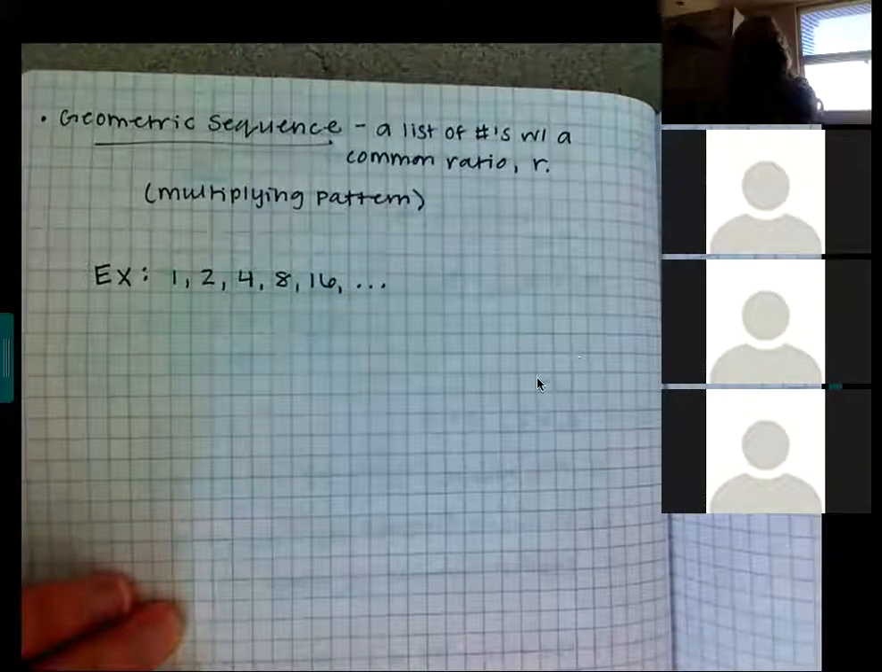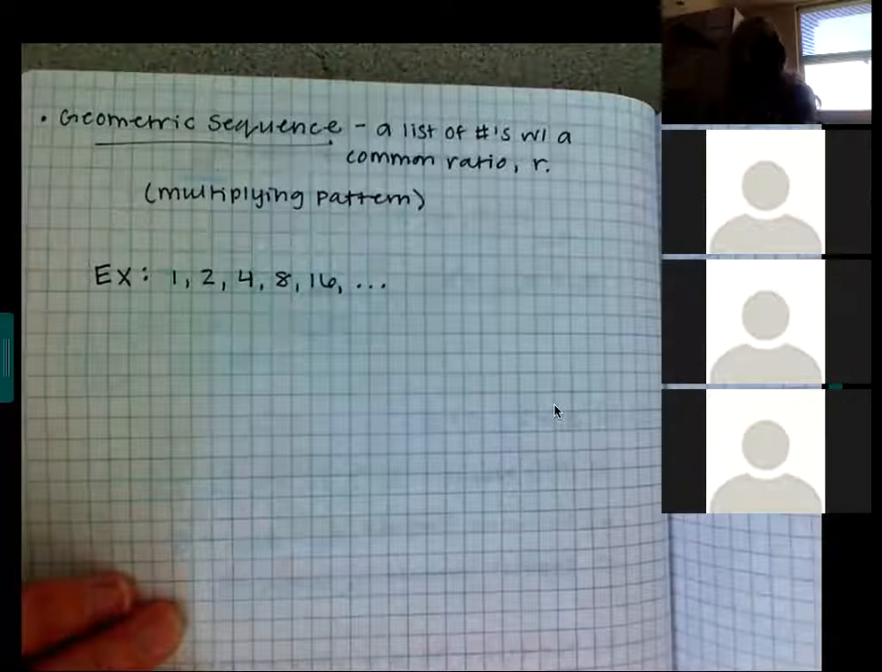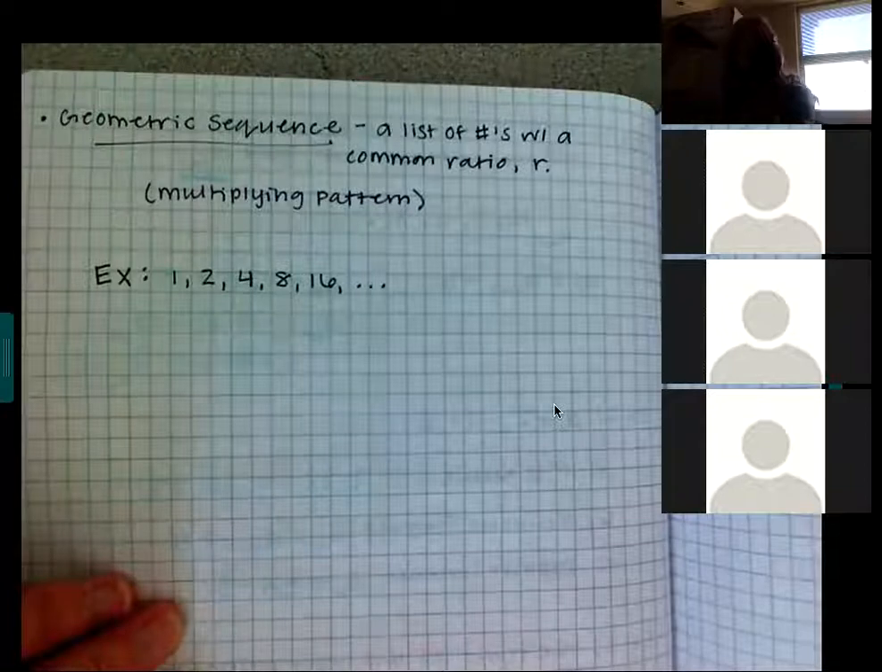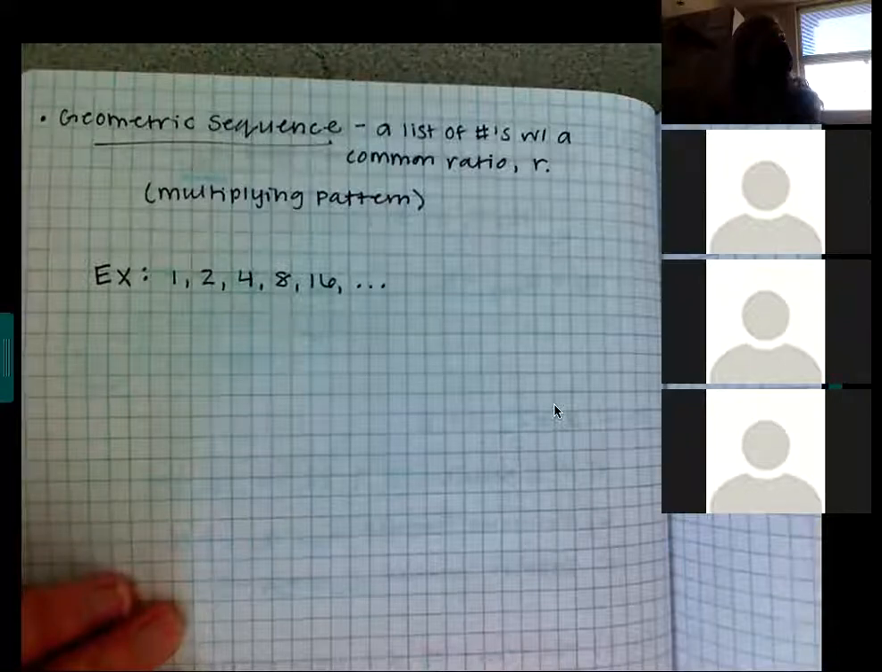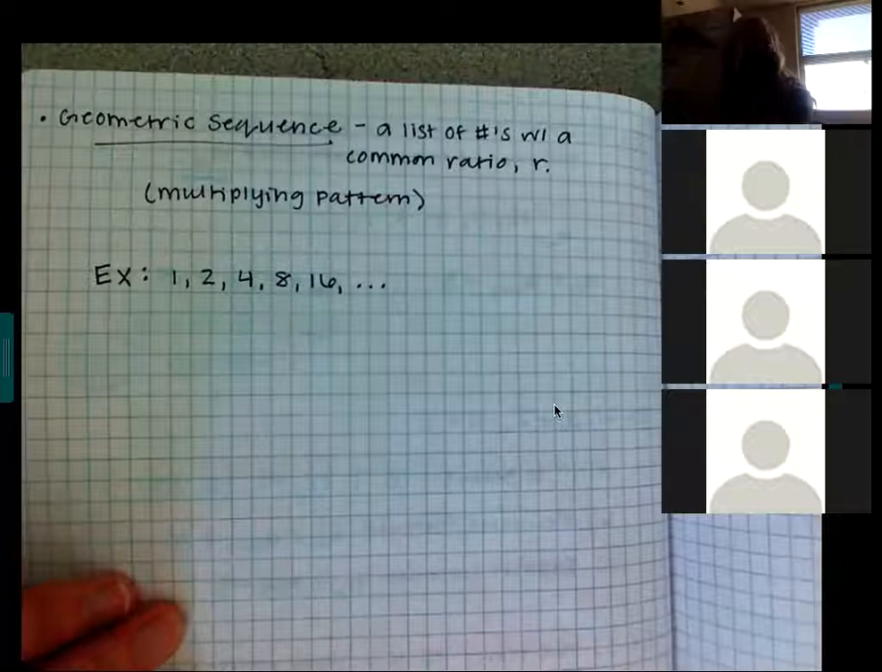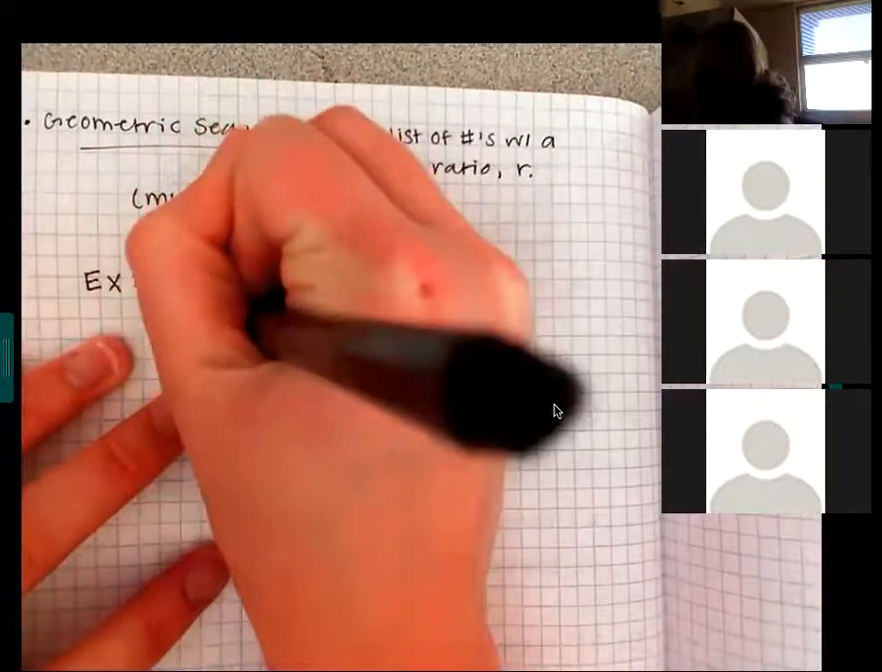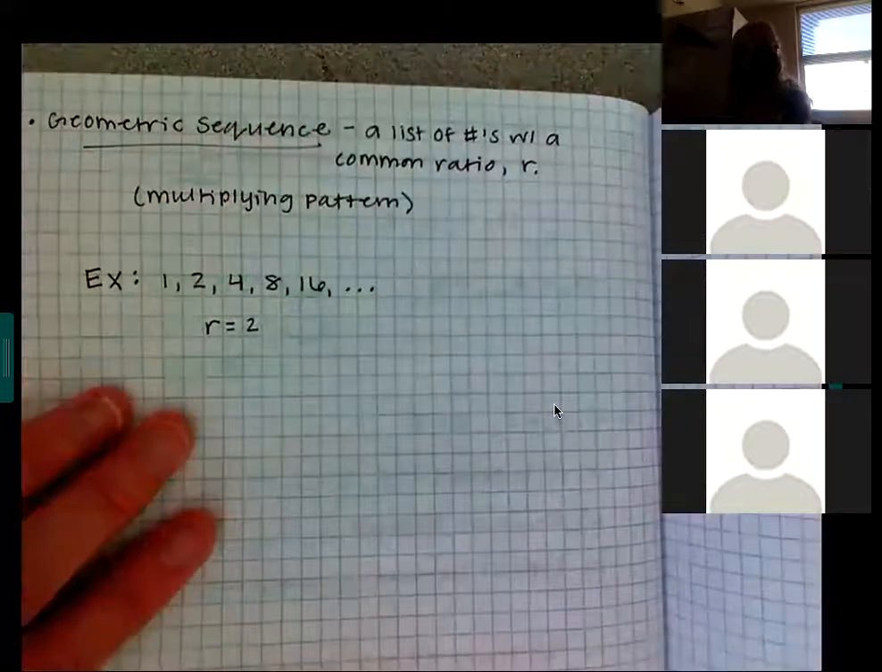Talk faster. 1, 2, 4, 8, 16. What are we doing each time? Multiplying by 2. So this would be a geometric sequence. I think Delta Math calls it a compound sequence. Compound interest, do you guys remember doing that? It's because we multiply when we find compound interest. So that's called geometric because we're multiplying. So the common ratio or rate is just 2 because I'm multiplying by 2.